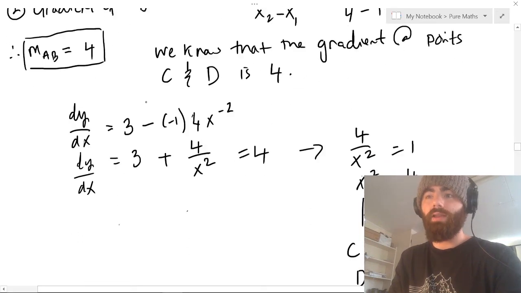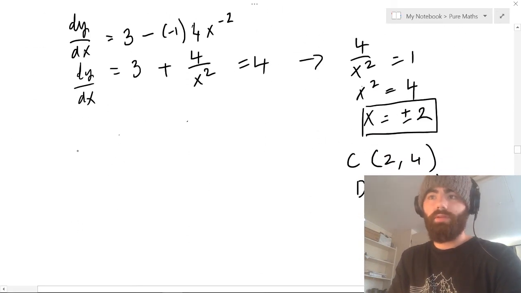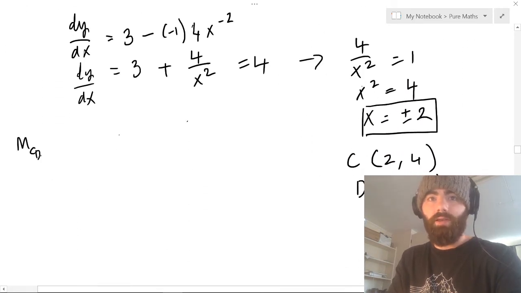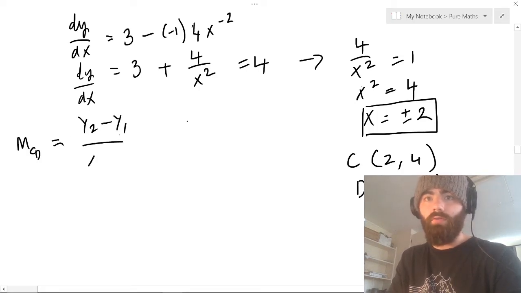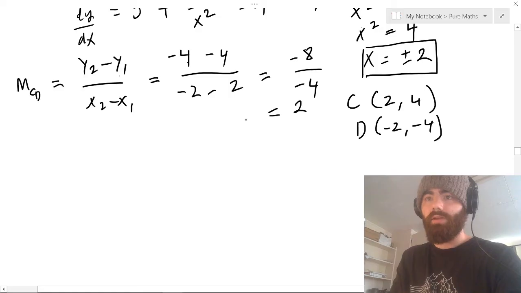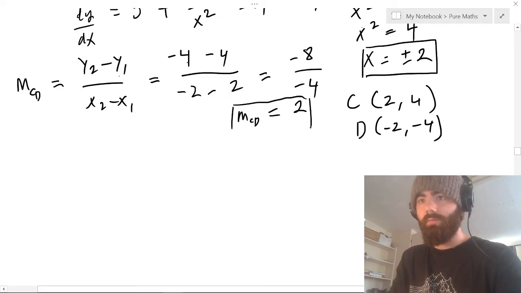And then we need to find the gradient of C and D. So m of CD is just going to equal... we have 2 points along this line, so it's y2 minus y1 over x2 minus x1, which equals y2, which is minus 4, minus y1, which is 4, over x2, which is minus 2, minus 2. So this is minus 8 divided by minus 4, which gives us 2. So that's the gradient of CD.